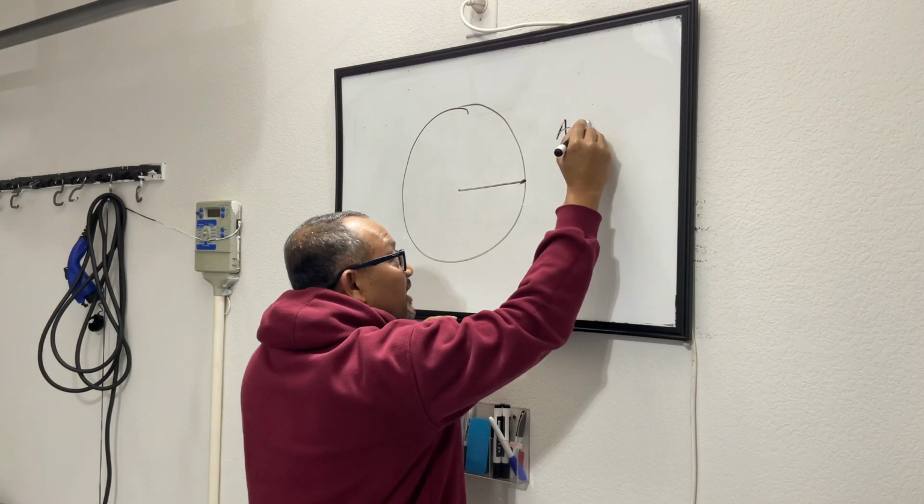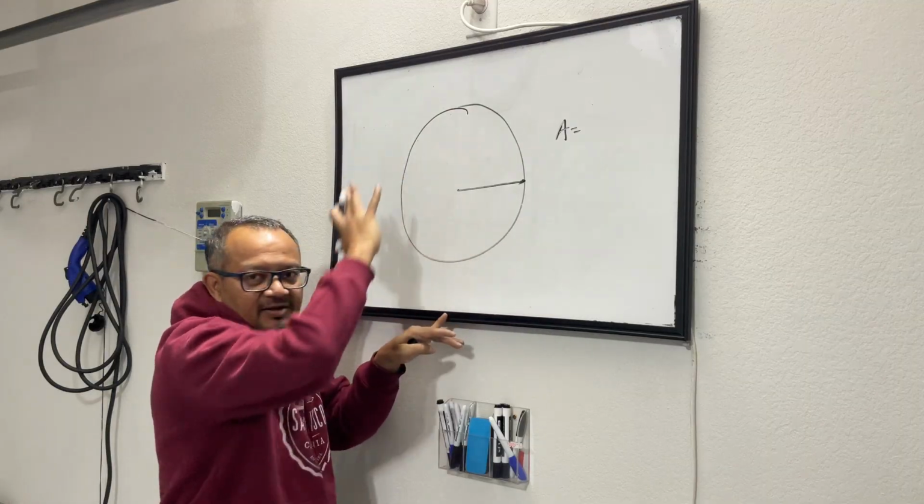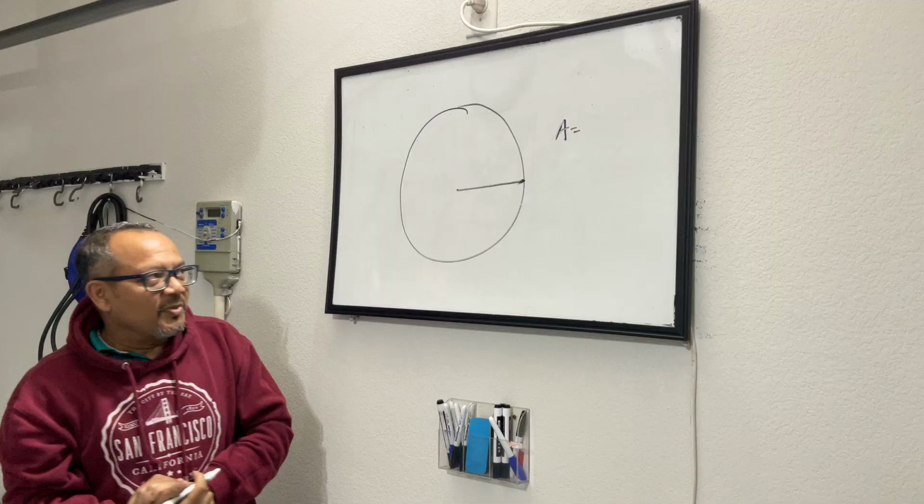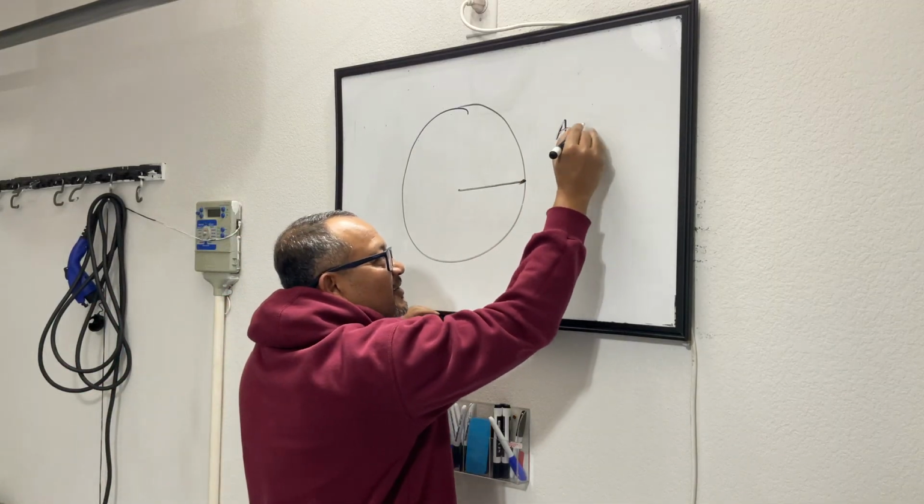360? Area of a circle. The space. Yeah, it's okay. Go ahead. I don't know, I forgot. Wait, pi r square. Okay, pi r squared.